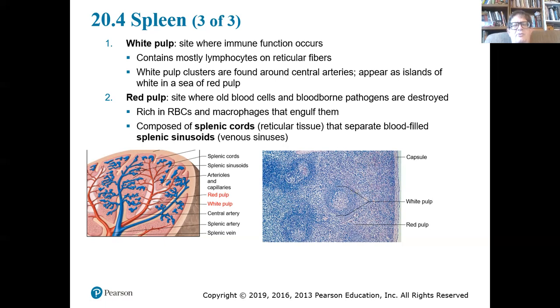So the red pulp is where old red blood cells are destroyed, pathogens are destroyed. Has lots of red blood cells, lots of macrophages that are eating old worn out red blood cells. It has splenic cords or reticular tissue. Again, this should sound a lot like a lymph node that separate blood-filled sinusoids. Okay, great.